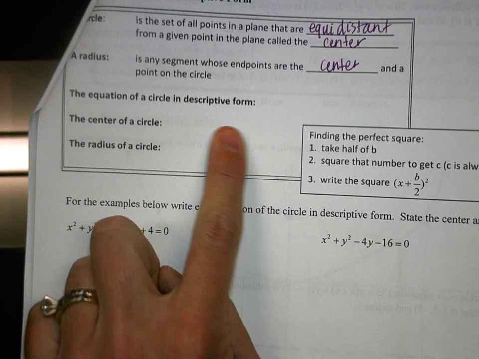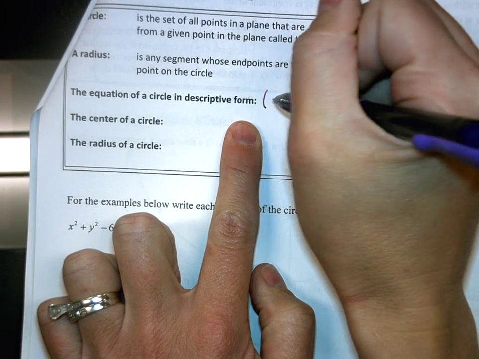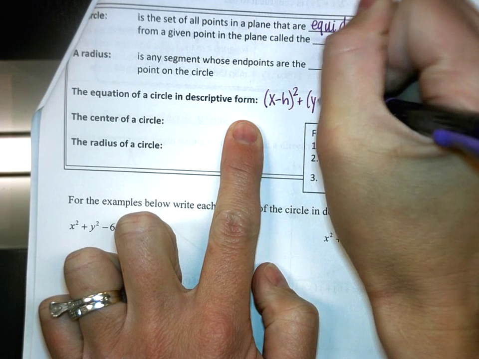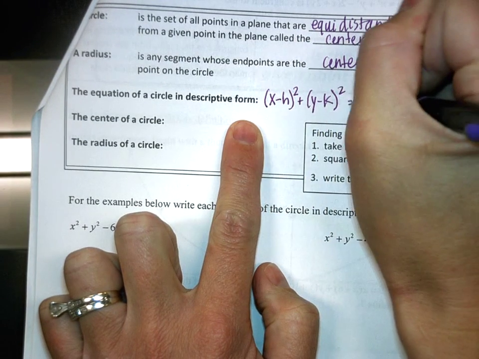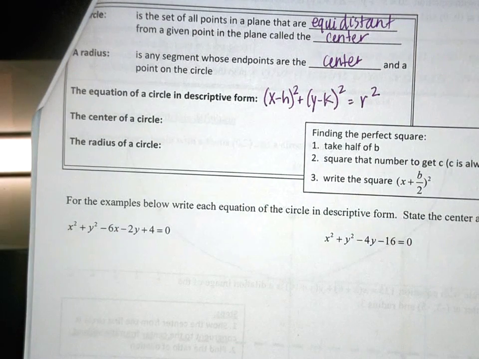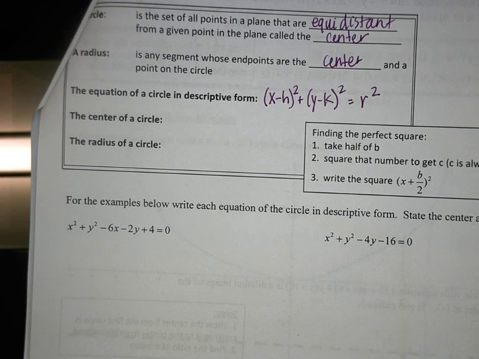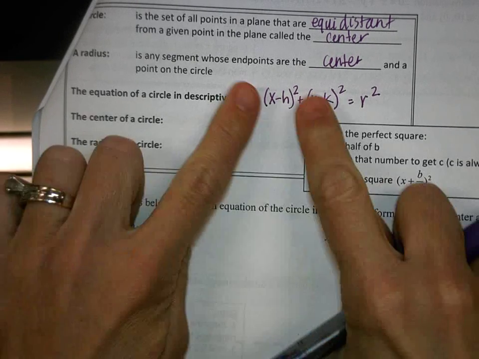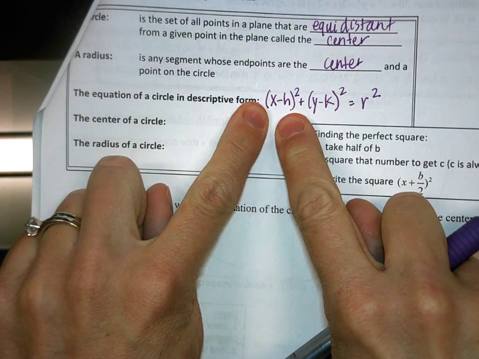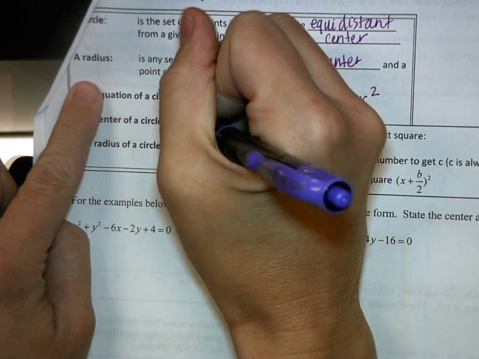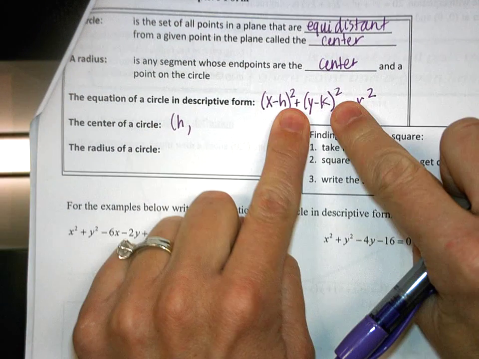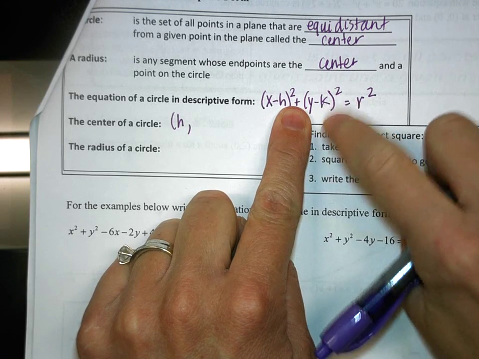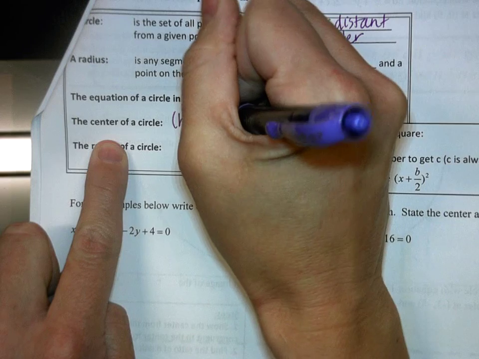The equation of a circle in descriptive form, and this is what we used in 7.1, is (x minus h) squared plus (y minus k) squared equals r squared. Once your circle's in descriptive form, the center, remember that whatever is with x, you would take the opposite of that in the parentheses. And so the center would be h, comma, and whatever's with the y, you would take the opposite of that, which would make it equal to k.